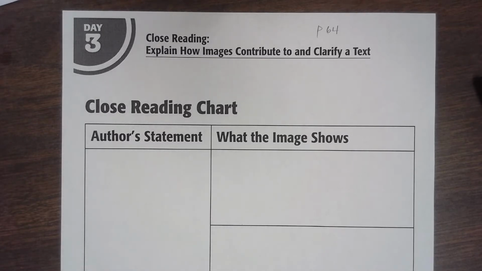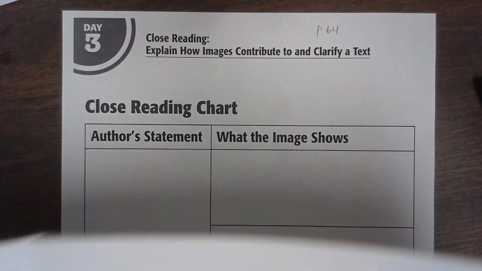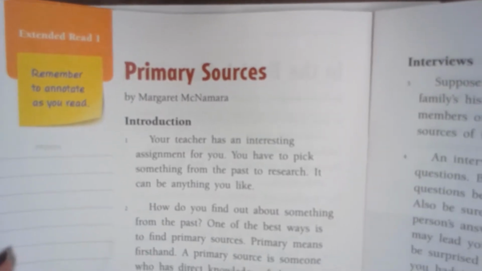Hi, second grade. Today we will be working on a close reading strategy, using images to help us clarify meaning in a text. That means we will be using the pictures the author shares with us in order to help us learn the information that they are presenting to us. And we are using our story primary sources, on page 14 of our booklet. We're going to specifically look at paragraph 6.